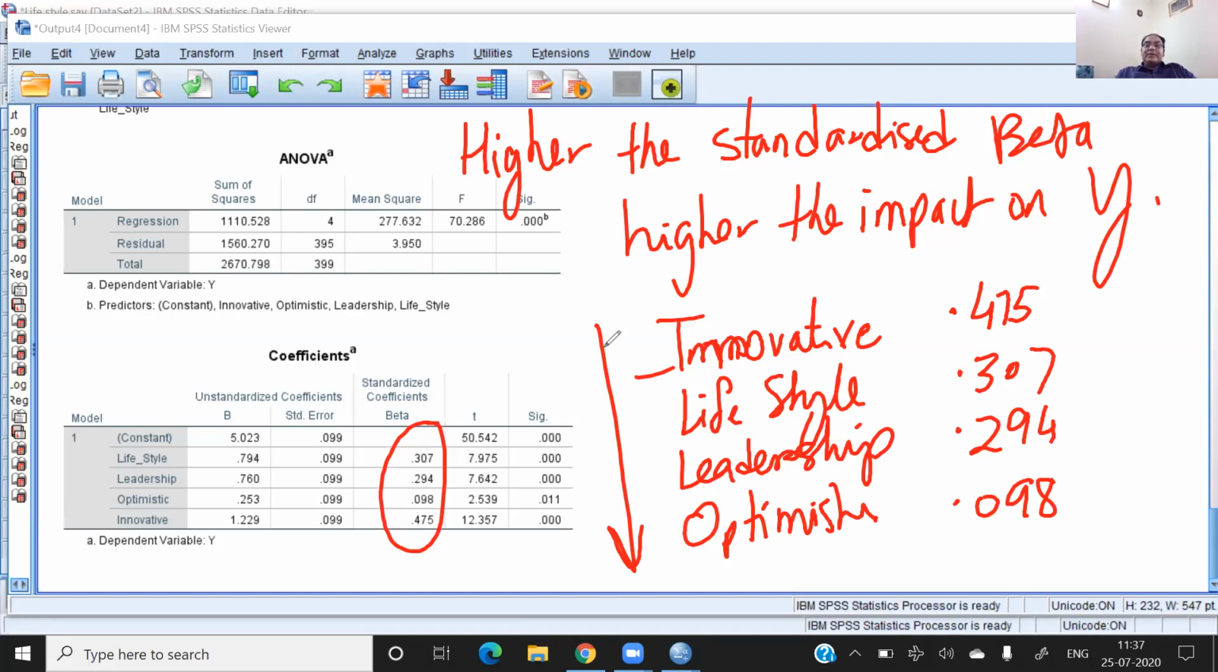So that's why this standardized beta is also very important in the regression model. It will tell you where the impact is highest and where the impact is lowest. Okay, now let's move to the next part.